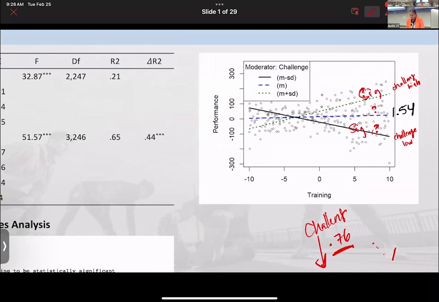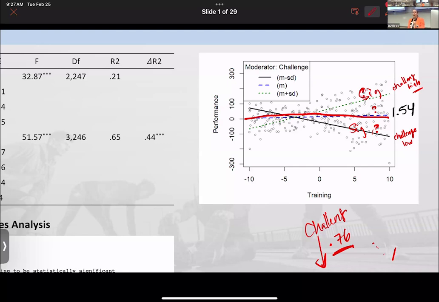All right. These are significant, right? These are significant. This is not. I wouldn't expect this one to be. So I think the simple slopes output is right. So when challenge is average, there's no relationship between training and performance, right? Make sense? So in general, sometimes training and performance works, sometimes it doesn't. It depends on what? How hard it is, right? So when the training is hard, performance goes up with more training. When challenge is low, performance goes down with more training, right?